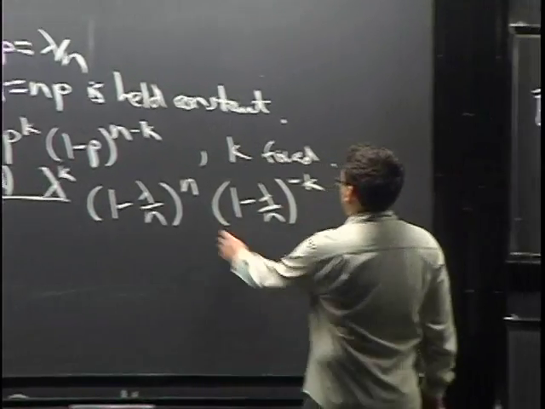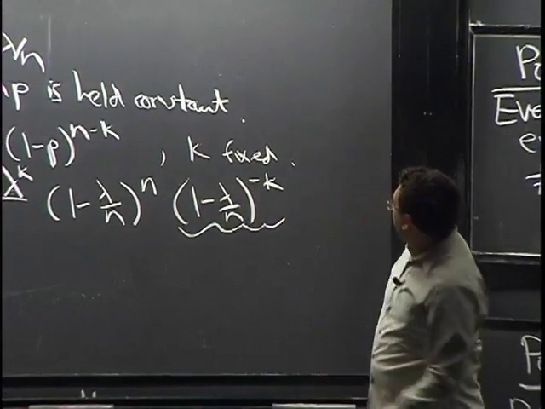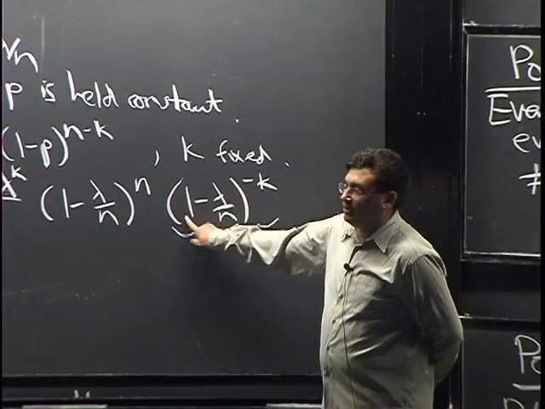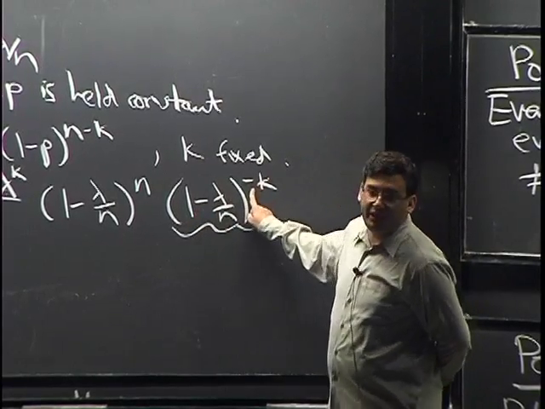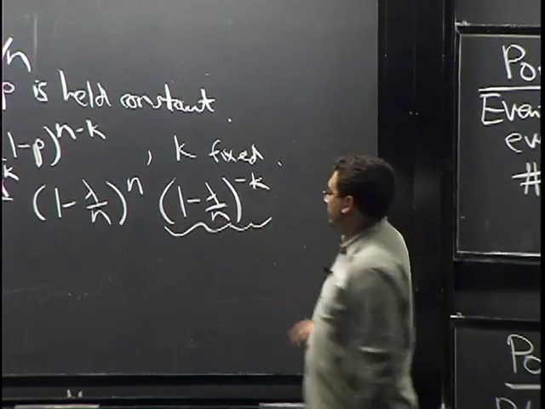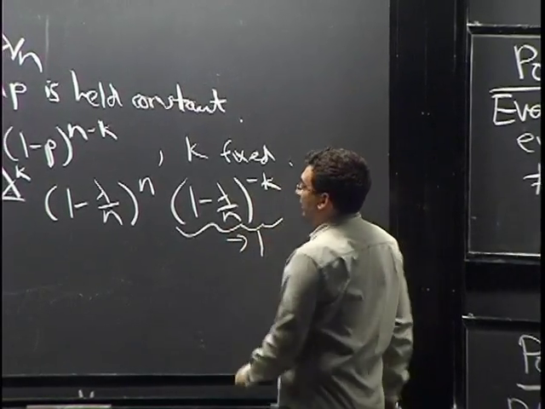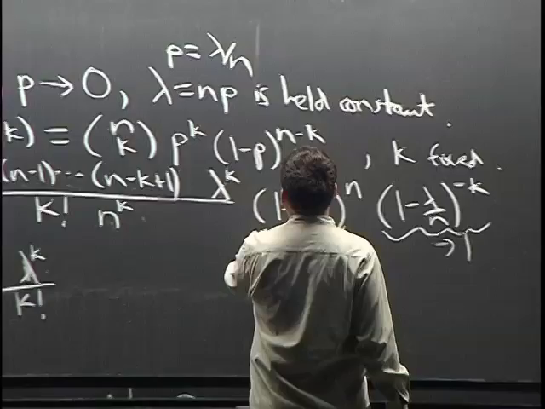Lastly, n goes to infinity, so this is going to 1. 1 to the negative k is 1, because the exponent is fixed, so this part just goes to 1. Lastly, we just need to consider this part.